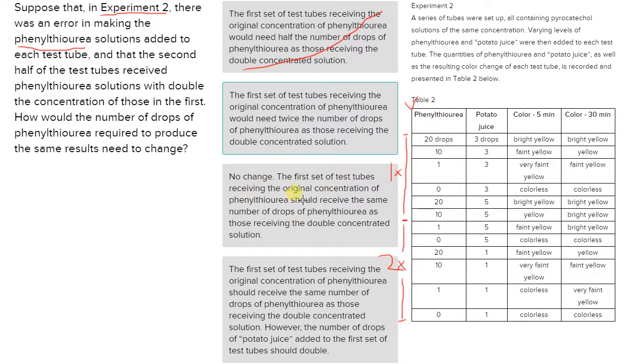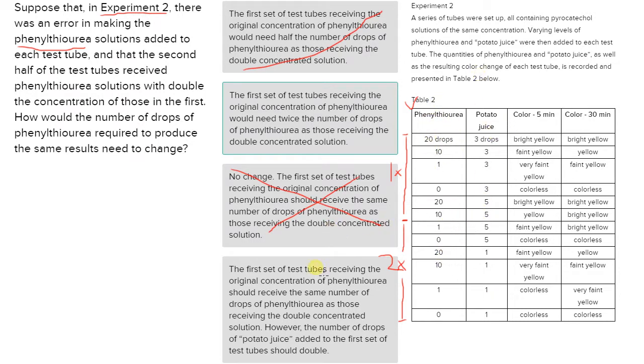The third one is no change. We know this one's wrong, because if we just put the same number of drops with the different concentrations, then this would be half as potent. It would be half as much phenolphthalein in these ones as in this, which would give us different results. And the last answer is that the first set of test tubes receive the same number of drops, however, the number of drops of potato juice added should be doubled. So they're saying we should leave the drops of phenolphthalein the same, but double the potato juice.